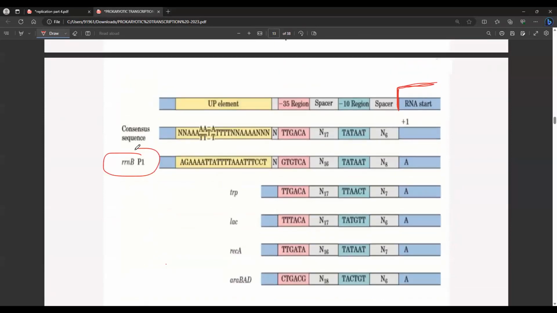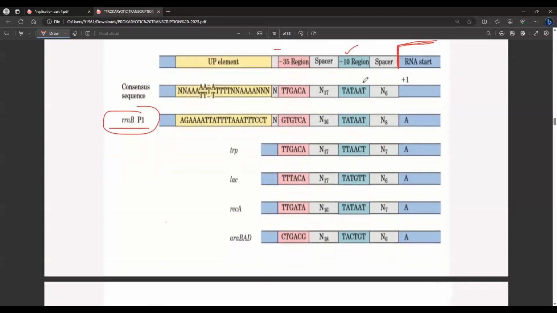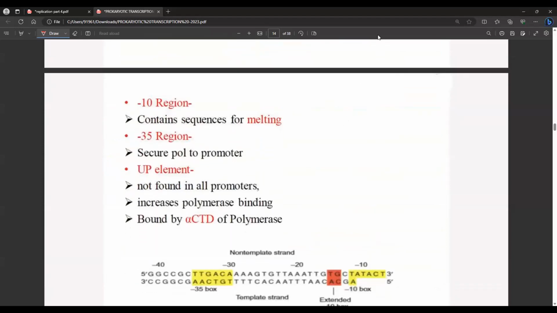I have written here a bacteria which contains a gene named RRNBP1. In that particular gene, these sequences are present, and it's not required to remember the organism. So this is the RNA transcription start site. Look into this, -10 nucleotides, that's why left-hand side. That's why -10, -35. At -10 the Tata box, at -35 the TTGACA sequences are present. Okay, you understand the concept correctly.